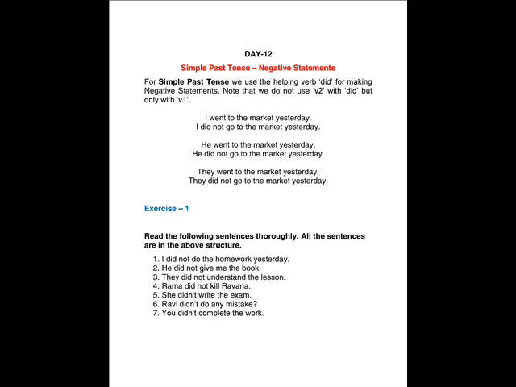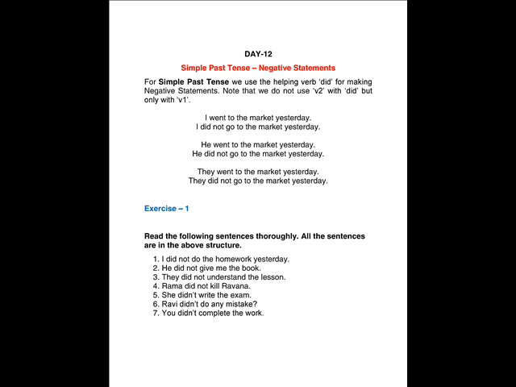Let's see some examples. I went to the market yesterday. Now how do I make this a negative statement? I put did after the subject, then not, and I should not say went again. I should say go. I did not go to the market yesterday. He went to the market yesterday. He did not go to the market yesterday. They went to the market yesterday. They did not go to the market yesterday.